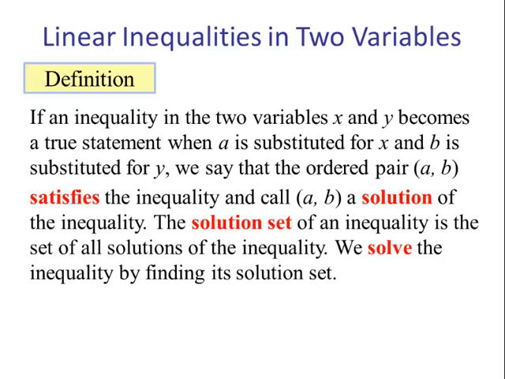If an inequality in the two variables x and y becomes a true statement when a is substituted for x and b is substituted for y, we say that the ordered pair (a, b) satisfies the inequality and call (a, b) a solution of the inequality. The solution set of an inequality is the set of all solutions of that inequality. We solve the inequality by finding its solution set.